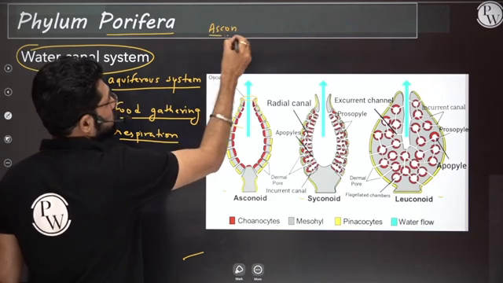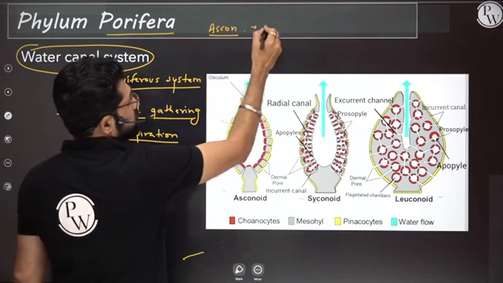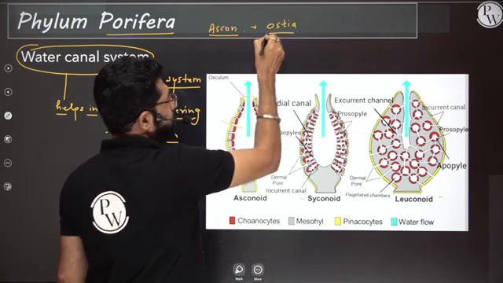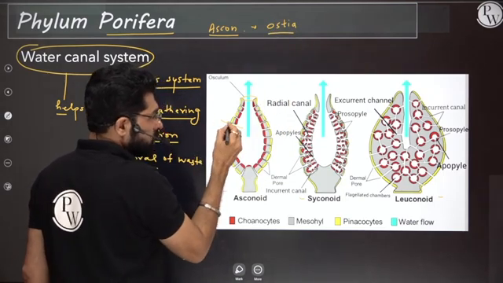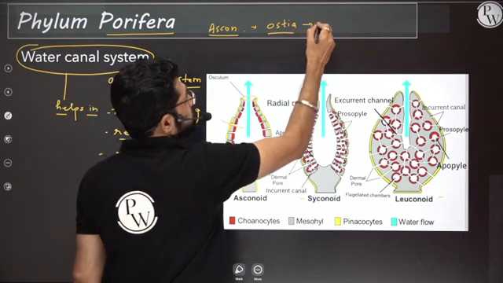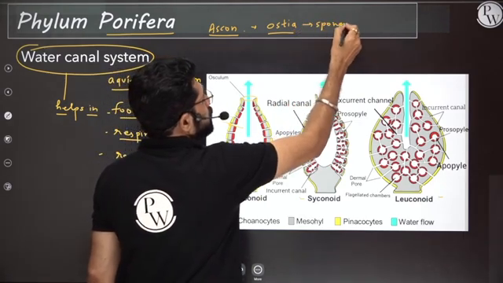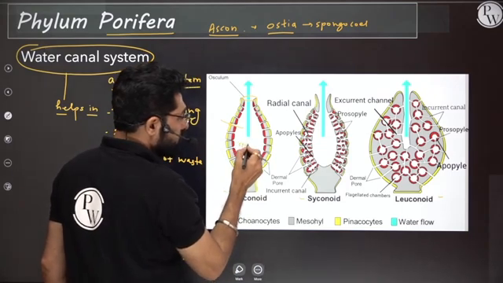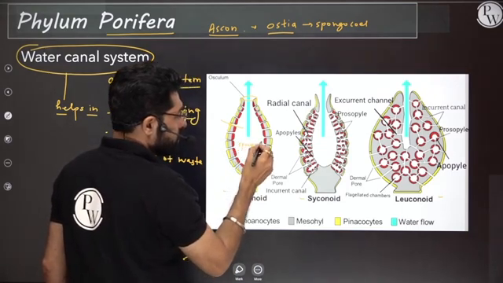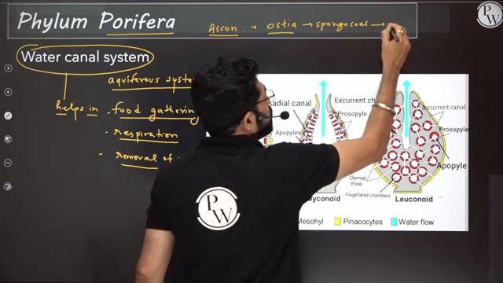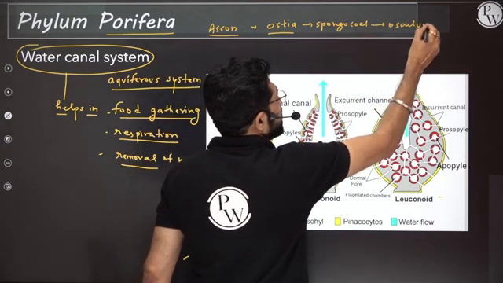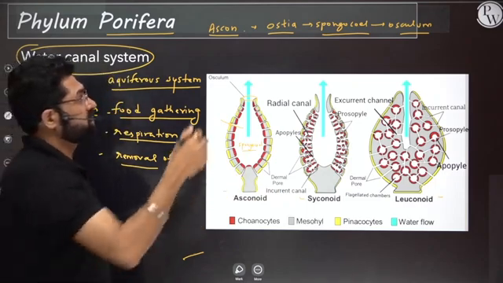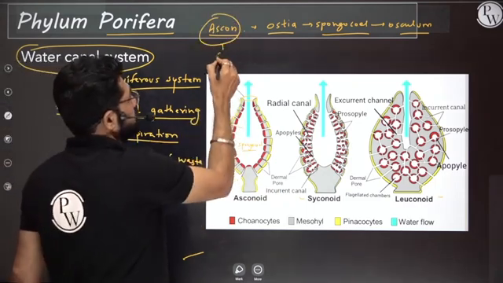type canal system, water moves into the ostia, that is the opening through which the water enters here, goes into the spongocoel, this is a spongocoel, and gets out of the osculum. This is the simplest type of canal system. Simplest. So this Ascon type is the simplest type.